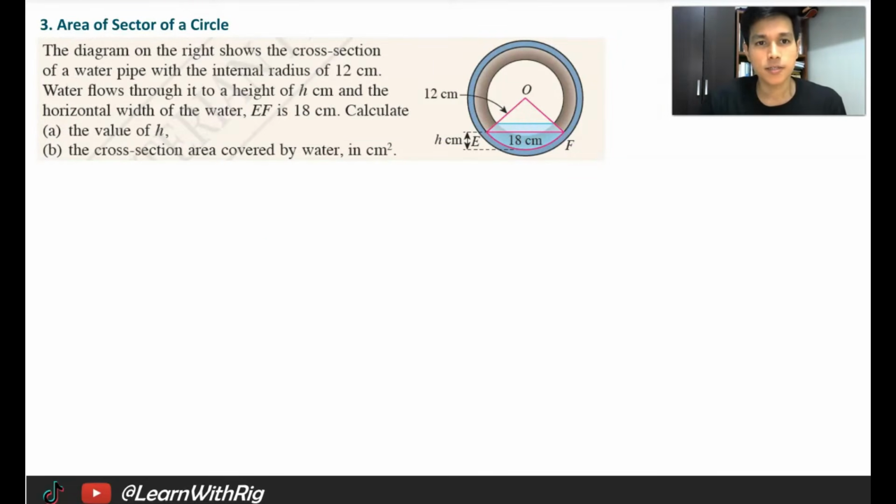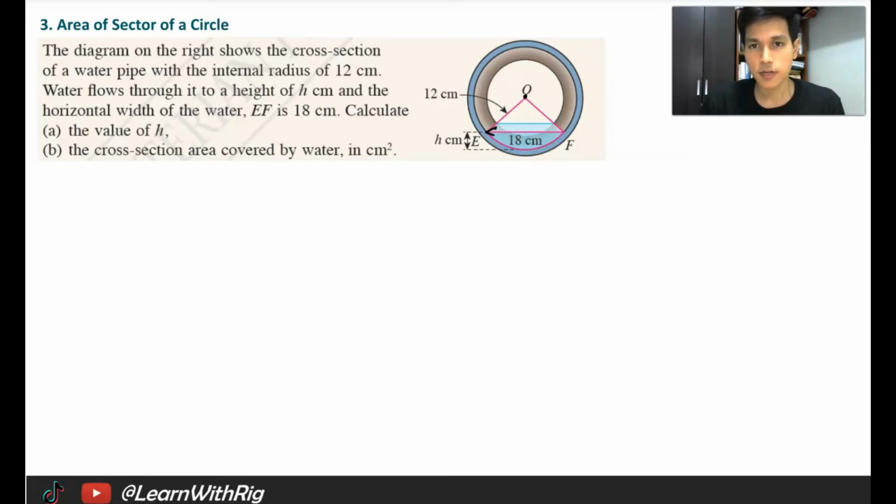Now, this one, the diagram on the right shows a cross section of a water pipe with internal radius. They specifically said internal radius, so that means the radius is from the center all the way to here. It's not the outside part, it's just the internal area. So it's 12 cm, and they ask you to find the height, the h here. And the horizontal width is 18.